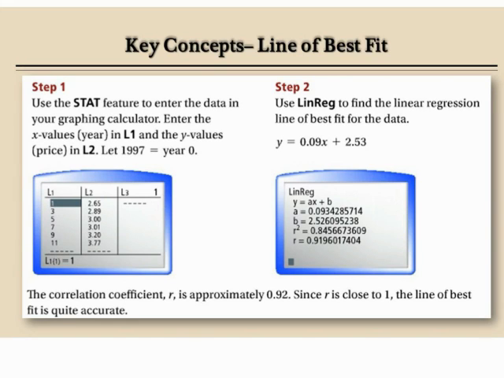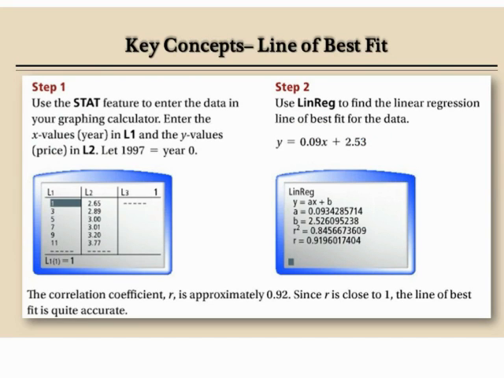Now your graphing calculator may look a little different than this, but I just wanted you to see that you're going to use the statistics feature to enter your data into the graphing calculator. We're going to use L1, or the first column, to enter our X values, and L2 to enter our Y values. Then we're going to use this linear regression. It's also under the statistics to find the linear regression or the line of best fit.